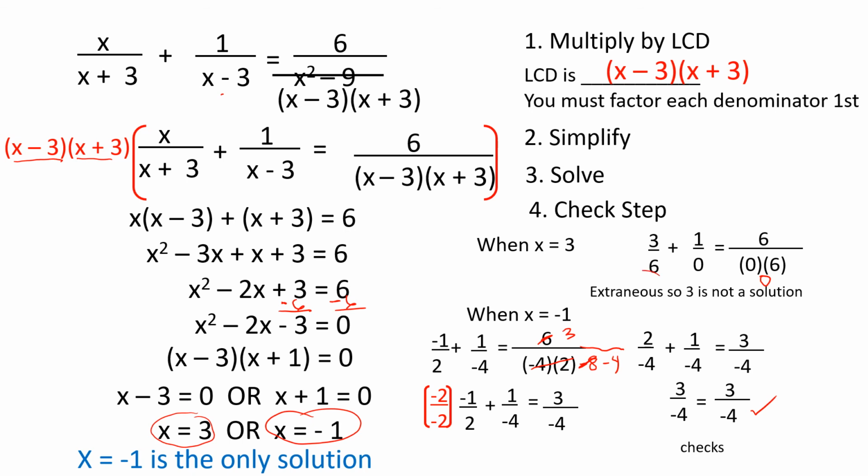This 3 didn't work. Now you don't say no solution, okay? You just know that because you had two solutions here, you're just testing both of them, and one of them worked, one of them did not. So you just say which one is the solution, and that would be x equals negative 1. And I believe that is it for this section.